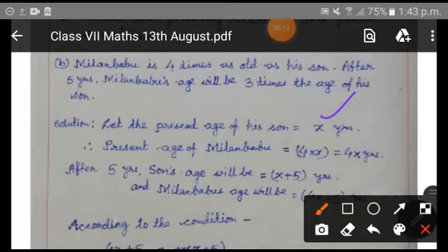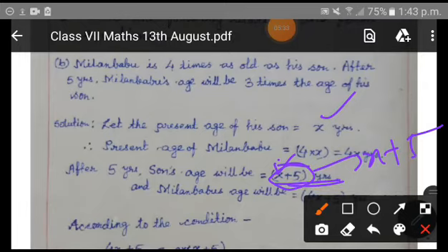Then after 5 years, how will you calculate your age? You are going to simply add 5 to your present age. So if the present age of the son is x years, then the age after 5 years will be x plus 5. So that is what is written, x plus 5 years.